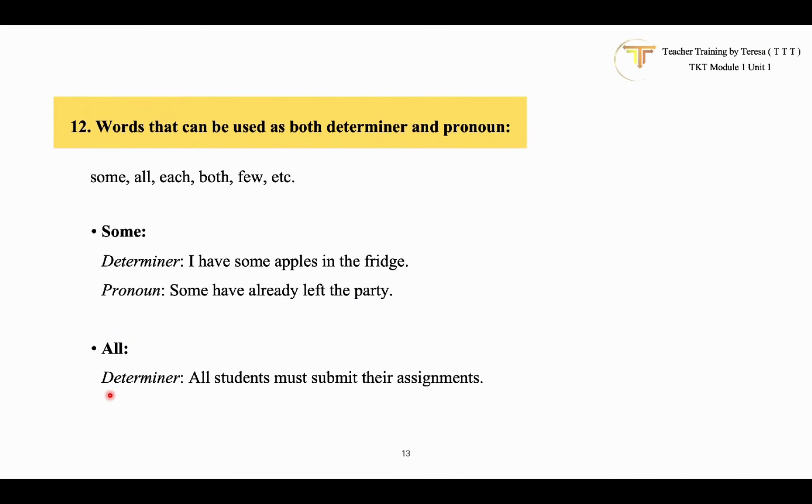All. Determiner: All students must submit their assignments. Pronoun: All were invited to the event.